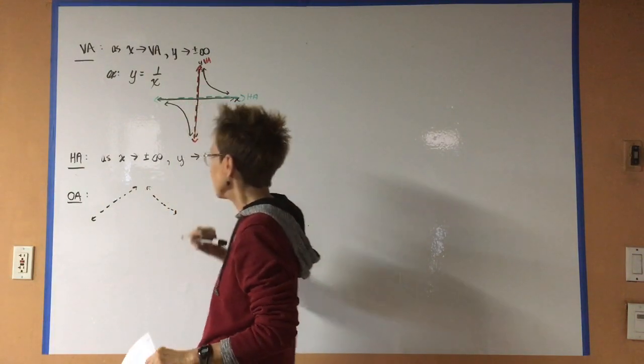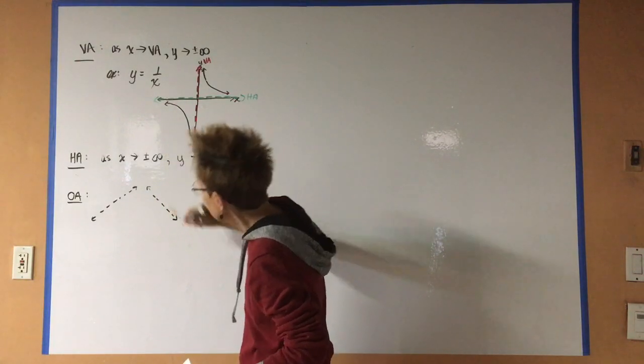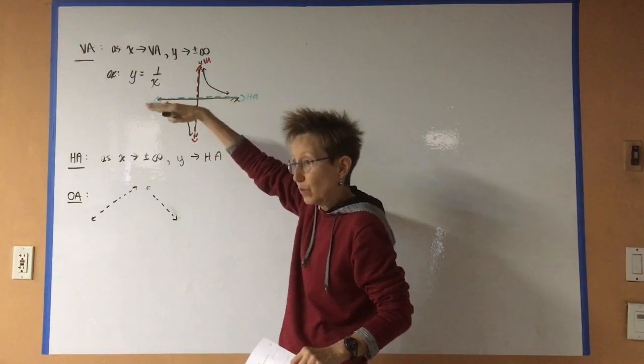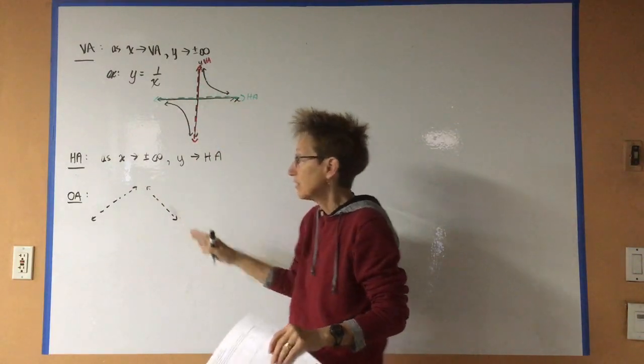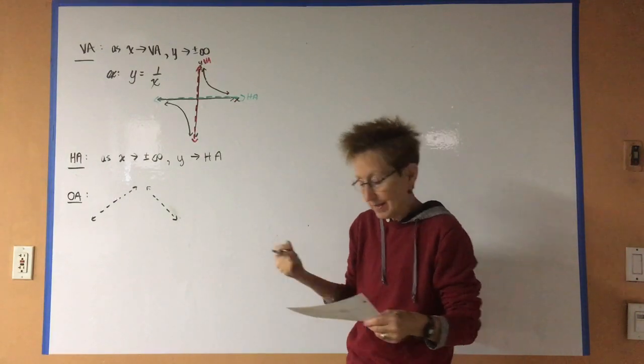I'll draw them dotted because we like to make our asymptotes dotted. That would be more like a curve. It's a line. So it's linear. It's just not vertical or horizontal. So it has a different kind of a tilt to it. Sometimes there are oblique asymptotes, and that's what this is.